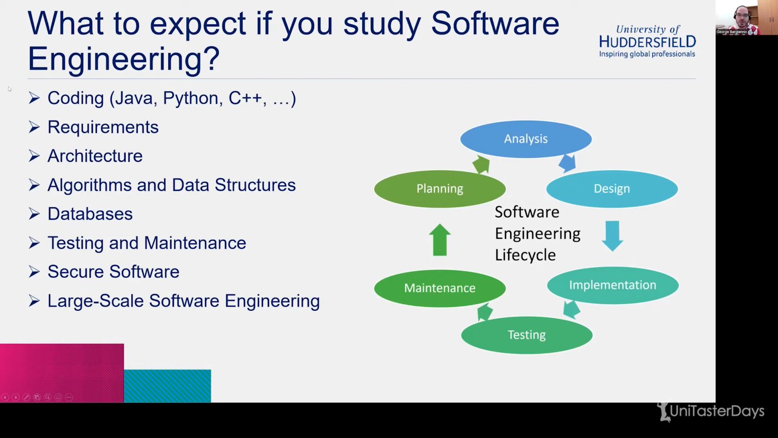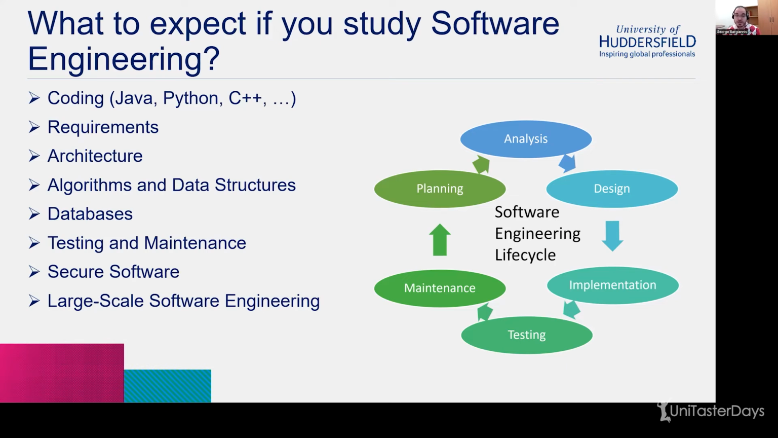You have modules around requirements, how to collect requirements, analyze them, and build a product specification out of them. Architecture, how to put the building blocks of software together to make a whole. Algorithms and data structures, how to think algorithmically and use data to drive software solutions. Databases, how to store data and query that data to gain insight into extra knowledge.